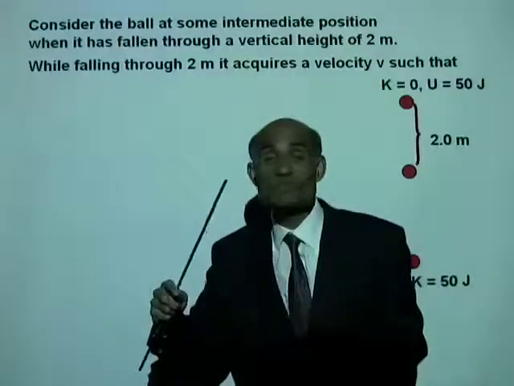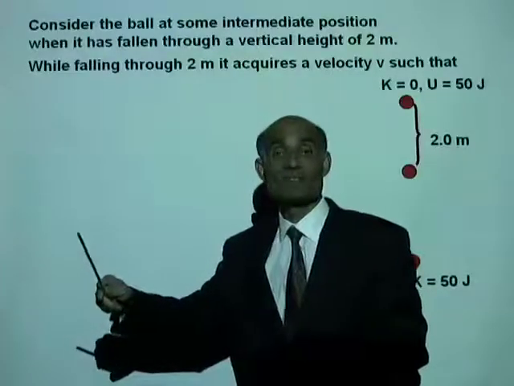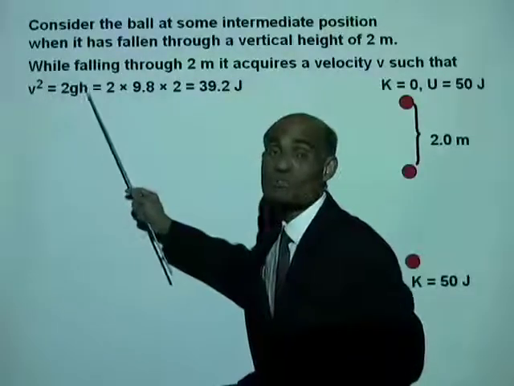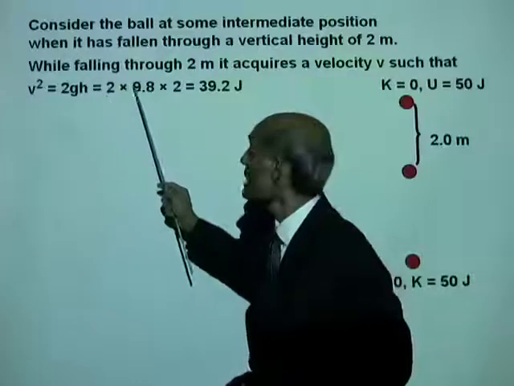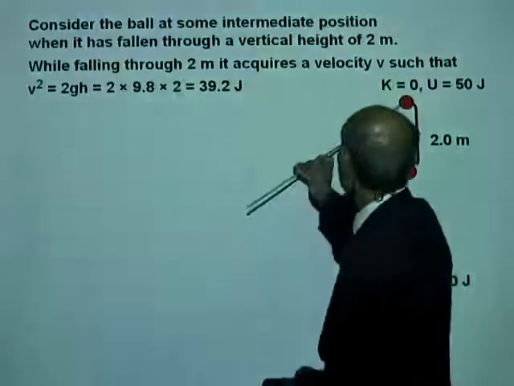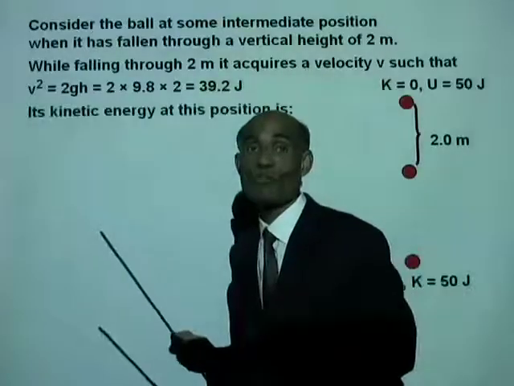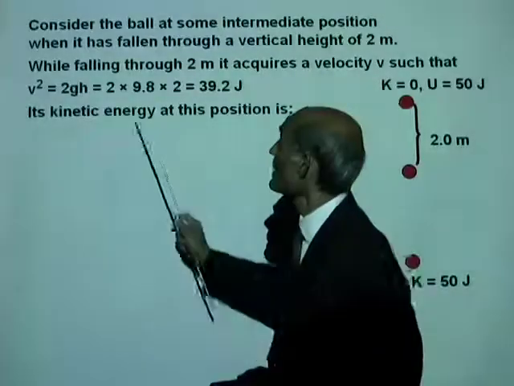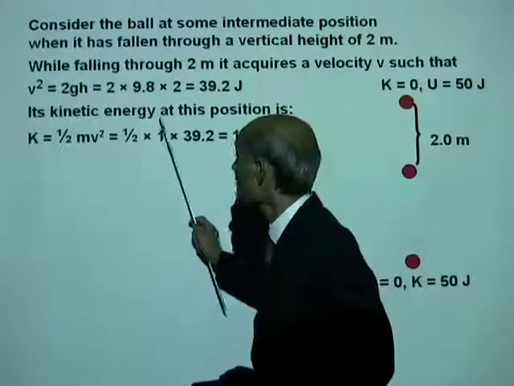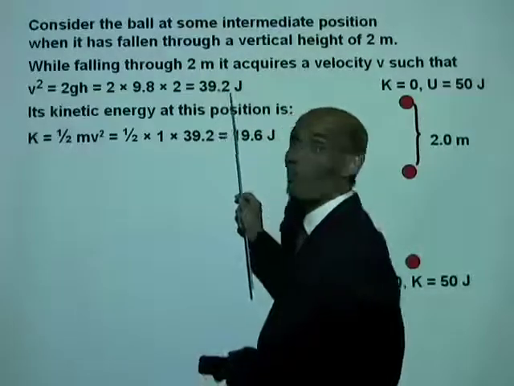v squared equals v0 squared plus 2gh. v0 is 0, and therefore we have v squared equal to 2gh, 2 times g times h. That means v squared when it falls through this height is 39.2, and therefore what is the kinetic energy? The kinetic energy will be 1/2 mv squared. 1/2 times m, which is 1 kilogram, and v squared we calculated as 39.2.